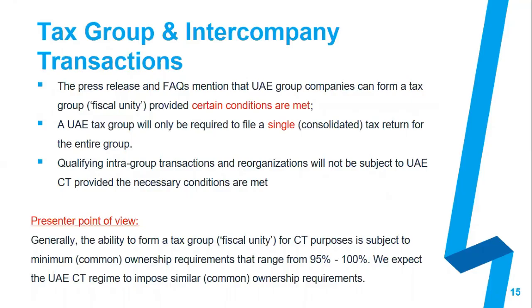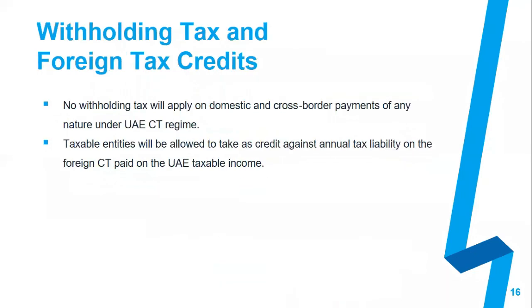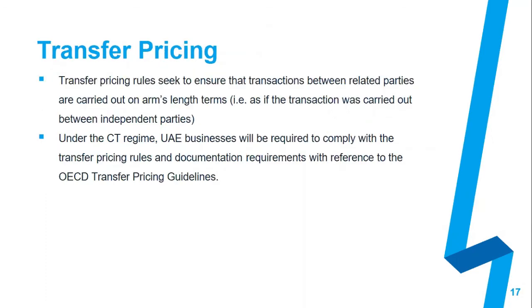Tax groups: you can make a tax group of your entities, provided that certain conditions are met. Then there will be a single or consolidated VAT return and corporate tax return for that one. There will be no withholding tax at all, and you can avail foreign tax credits as well. For intergroup transactions or intergroup restructuring, there will be transfer pricing rules that they mentioned in their frequently asked questions, that the Ministry of Finance will release soon.